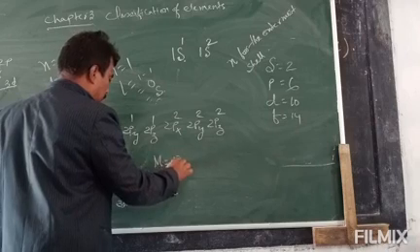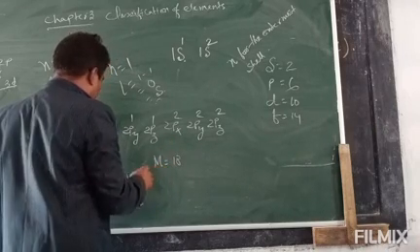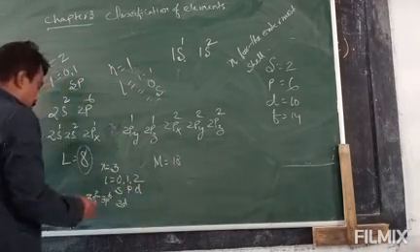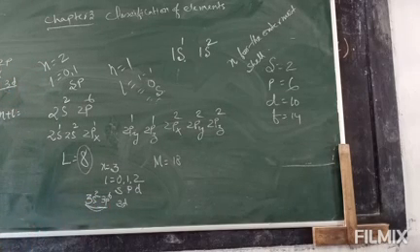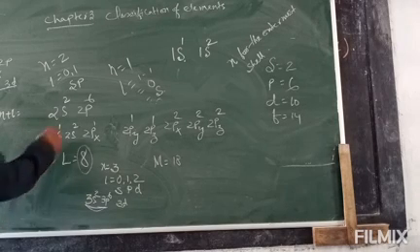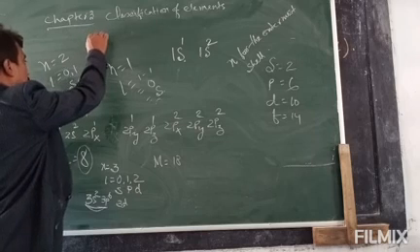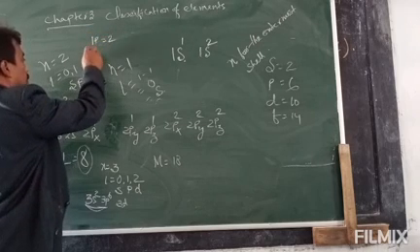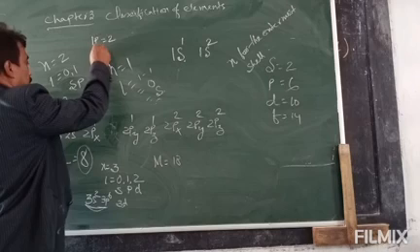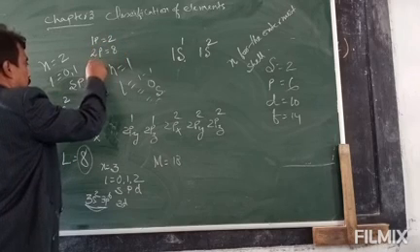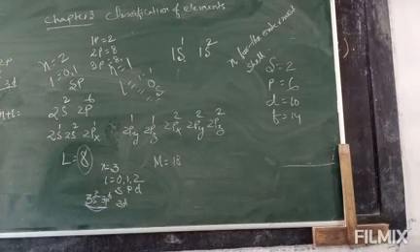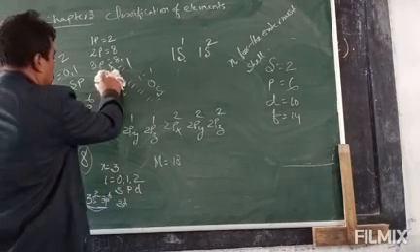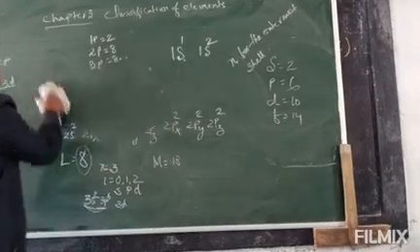Actually the M shell will have 18 electrons. But out of that 18, up to 3p, only 8 elements are there in the third period. So here we know that the first period will accommodate only 2 elements, the second period 8 elements, and the third period 8 elements. Like this, different numbers of elements are accommodated in different periods.